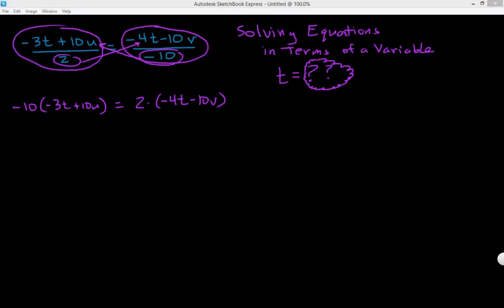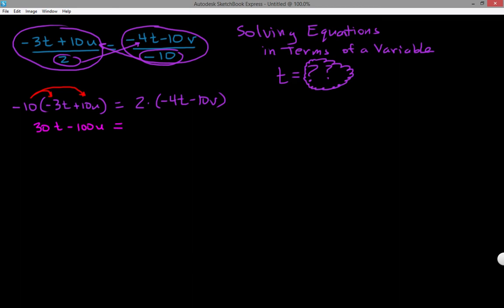What I'm going to do is I'm going to distribute. It's negative 10 times everything in there. There's actually two separate little terms in there. So it's going to be negative 10 times a negative 3t, which turns into positive 30t. And then a negative 10 times the plus 10u would be negative 100u.